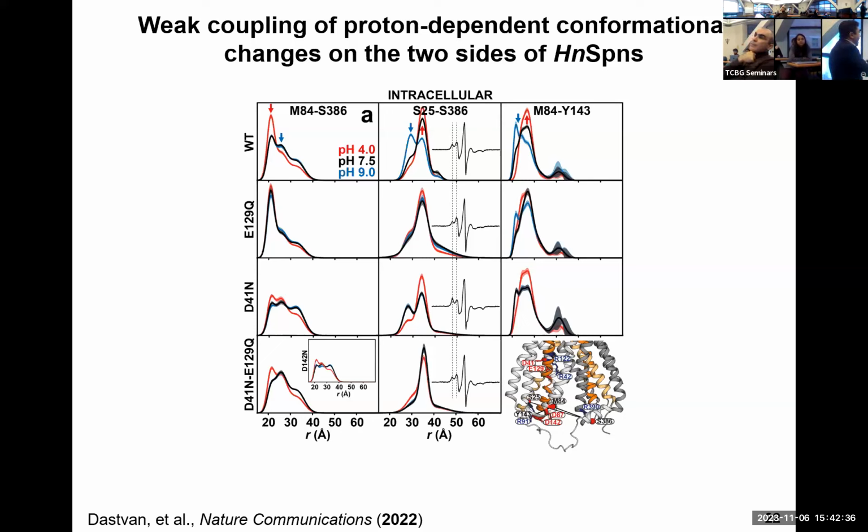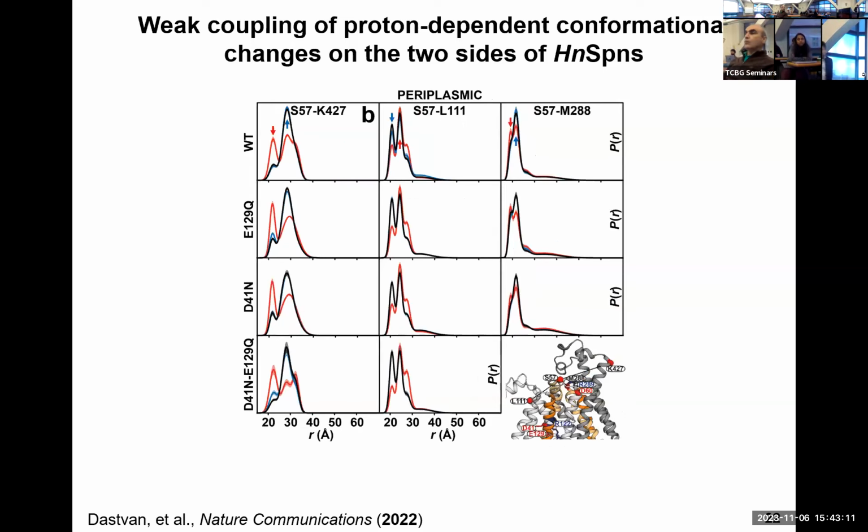And again, when we have the E129Q mutation, we have a shift to longer distances, independent of the pH. And then when we have the other one, we have a stabilization of the pH 9 state. So these two protonation sites have opposite effects. One is shifting toward closing, one is stabilizing the opening of the protein on the intracellular side of the protein. And it was true also for the rest of the sites.